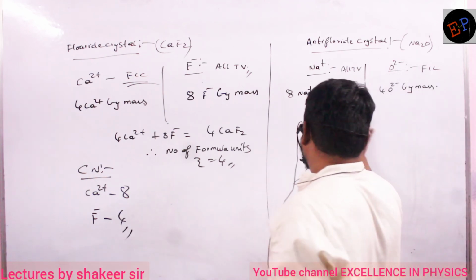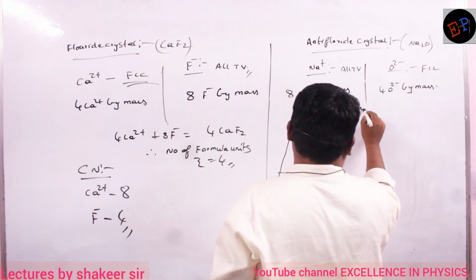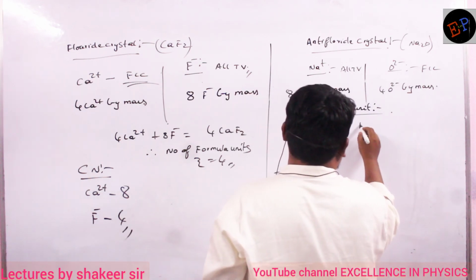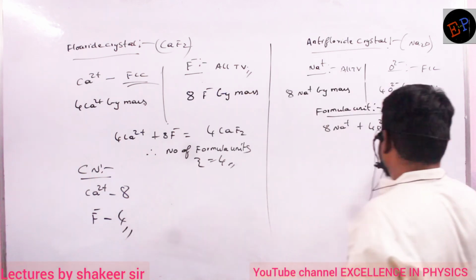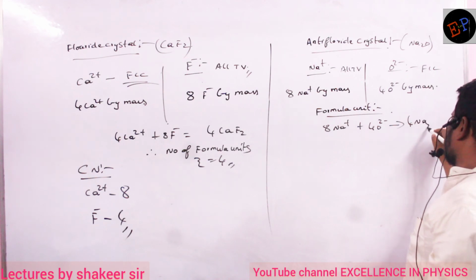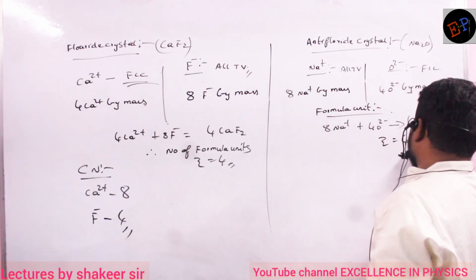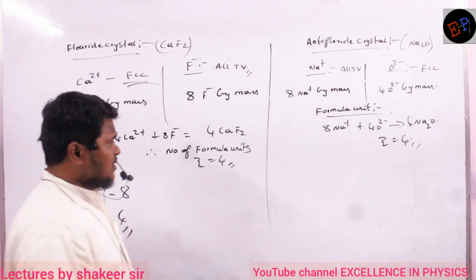So what is the formula unit which we will get? 8 Na+ and 4 O2-. If you combine them, what will I get? I will get 4 Na2O. This is what I will get. So therefore the number of formula units is 4. Understood? That's all. Clear?